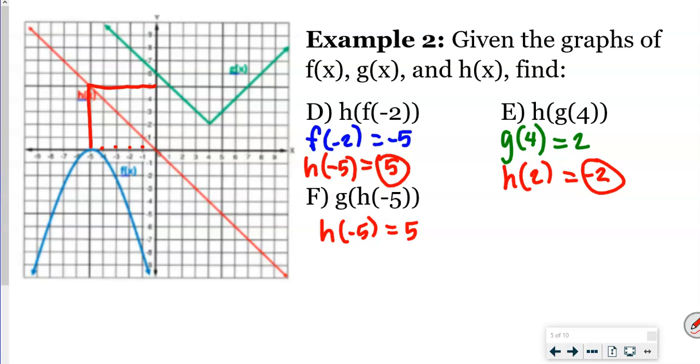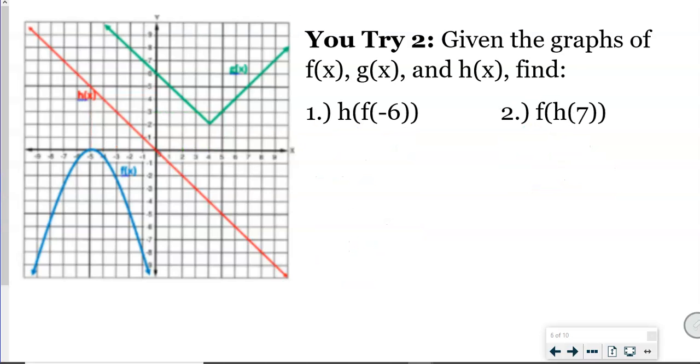Okay, now what are we going to do with that? We're going to put it in our g graph, right? So our g graph is g of 5. So we're going to go 1, 2, 3, 4, 5. We're going to go up to our graph and then over to our y value. And notice this time it's 3. Okay? So you guys go ahead and try these two and then come back to me when you're done.